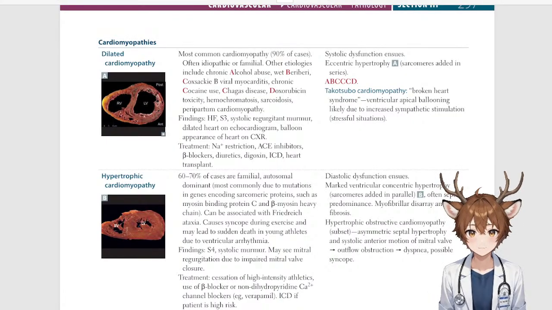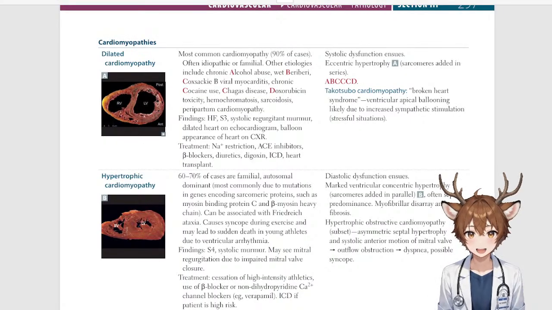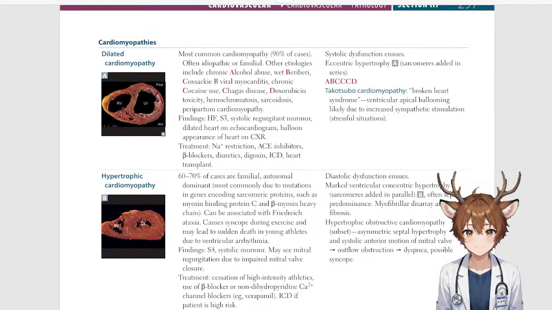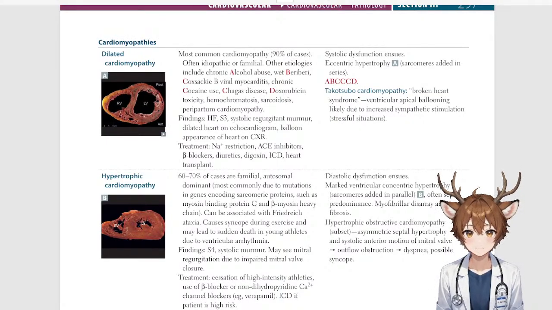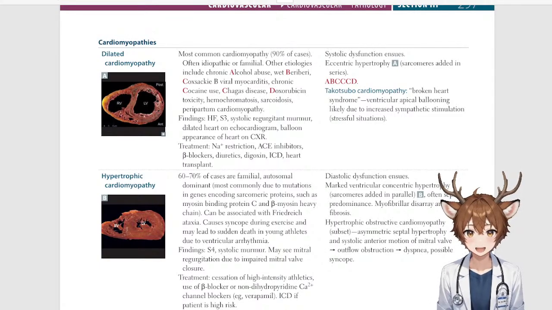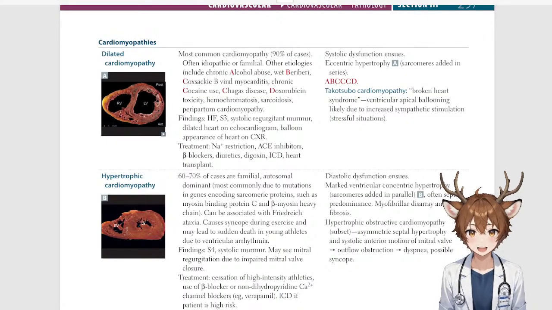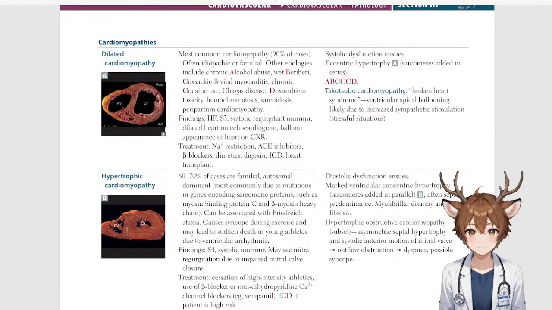How do you treat it? Sodium restriction, ACE inhibitors/ARBs, which is basically angiotensin receptor blockers, beta blockers, sacubitril, diuretics, mineralocorticoid receptor blockers like spironolactone, ICD, and heart transplant.